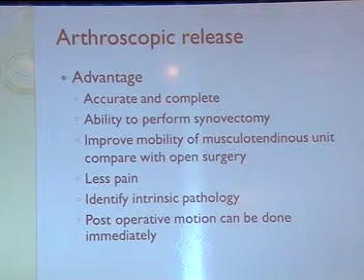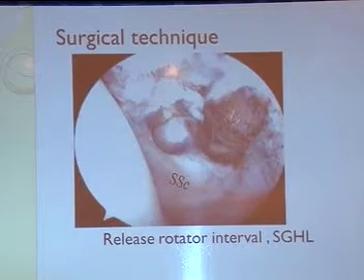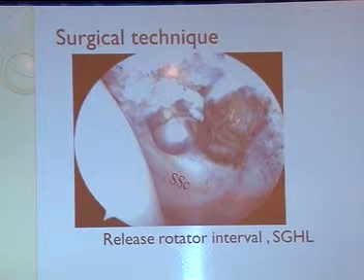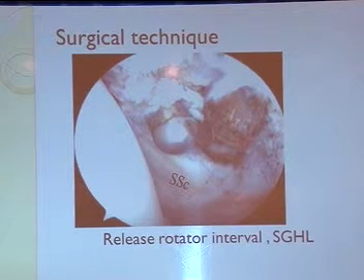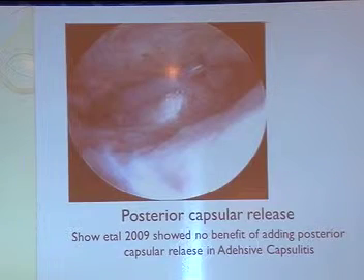Arthroscopic release is always the last stage if none of these have worked. What do we do in arthroscopic release? We release the rotator interval. The coracohumeral ligament, which actually becomes thickened, we release all of that. We release the superior glenohumeral ligament. We release the middle glenohumeral ligament.